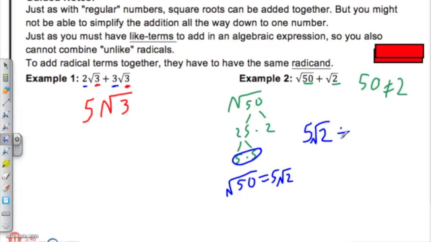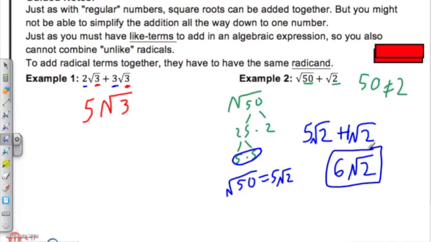Now we bring down the square root of 2 that we already had. We can see that we now have the same number under the radicand, so our final answer is going to have a radicand of 2. Now we have to add our constants. You have a 5 here. This one's a little less obvious: when there's no number in front, just like when we had an x or a y with no number in front, we treat it as if there is a 1 there. So we do 5 plus 1, and that gives us 6, for a final answer of 6 square roots of 2.